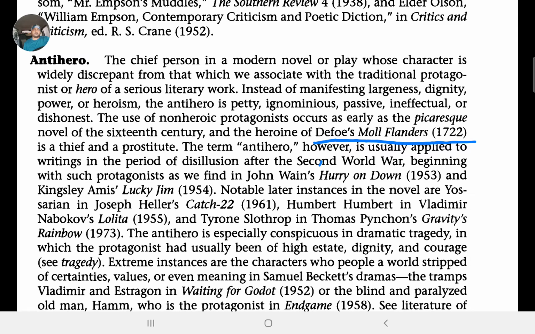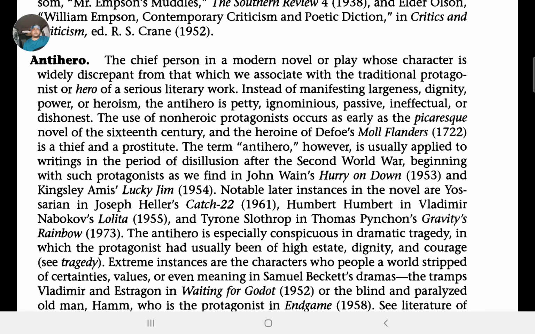The term anti-hero, however, is usually applied to writings in the period of dissolution after the Second World War, beginning with such protagonists as we find in John Wain's Hurry On Down, 1953, and Kingsley Amis's Lucky Jim. These are some examples; we find a type of anti-hero there. The anti-hero is especially conspicuous in dramatic tragedy. So this is the area where these characters have been used.